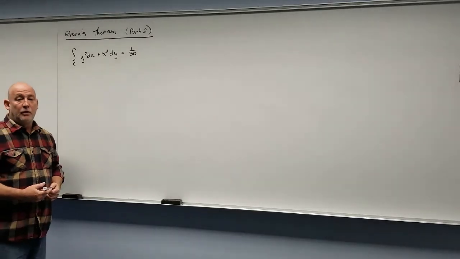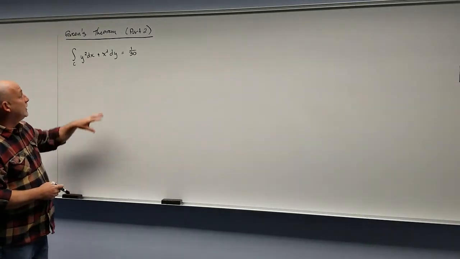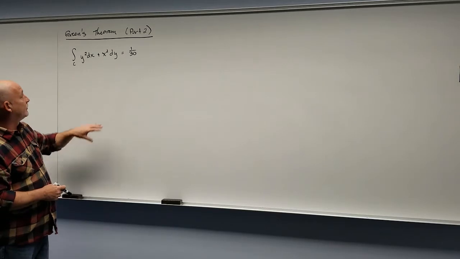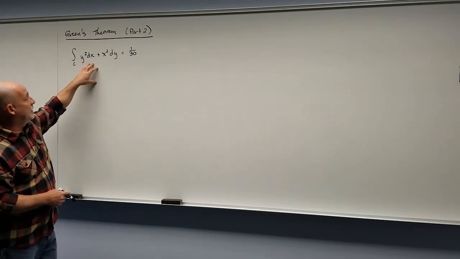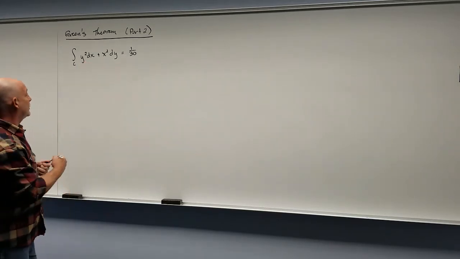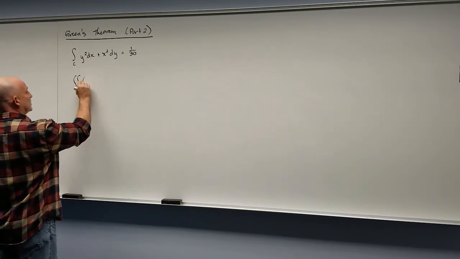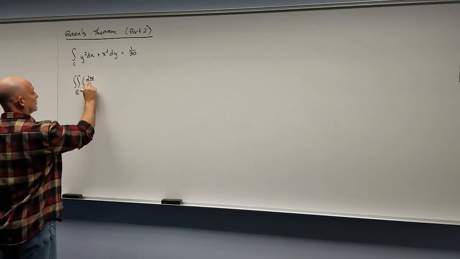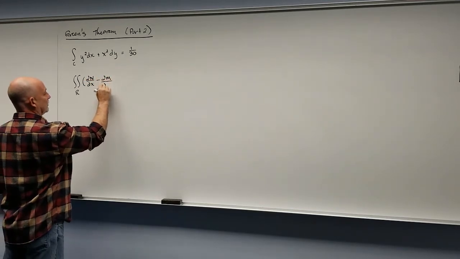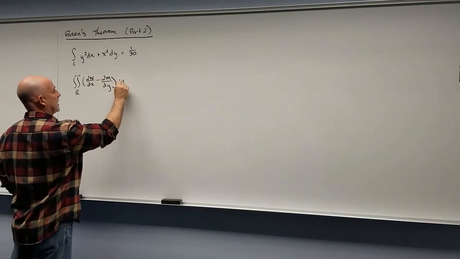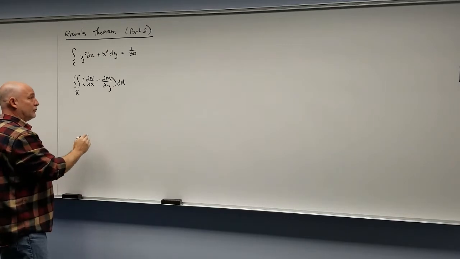All right, for the second part of proving Green's theorem, we need to do the other side of Green's theorem. Last time we showed that the line integral was equal to 1/30th. Now we want to show that the double integral over the region of the partial of N with respect to x minus the partial of M with respect to y, dA, also equals 1/30th.